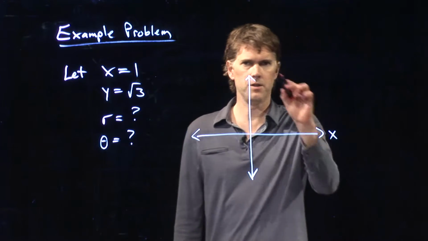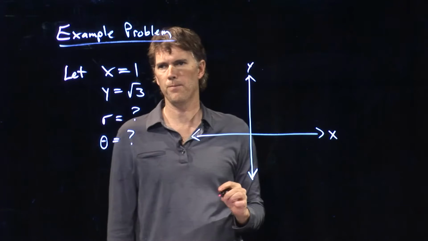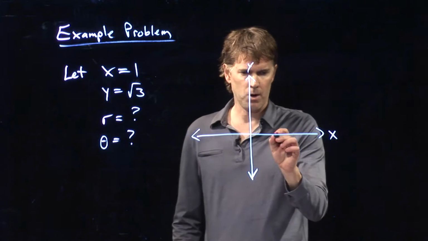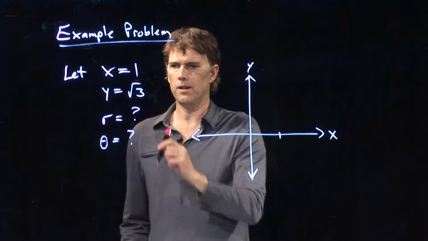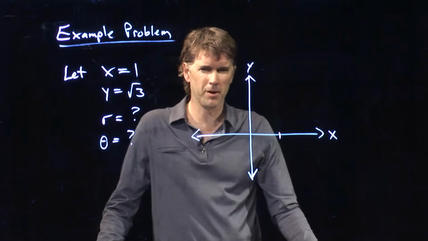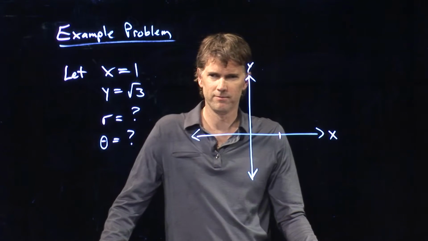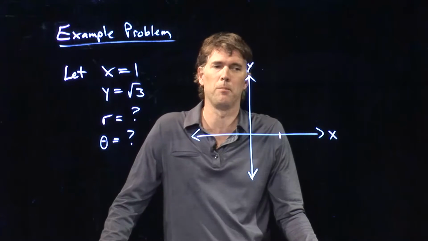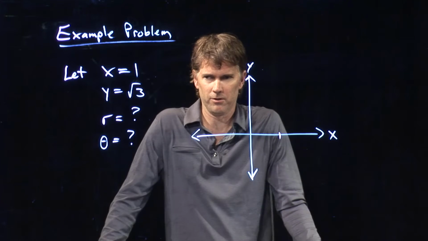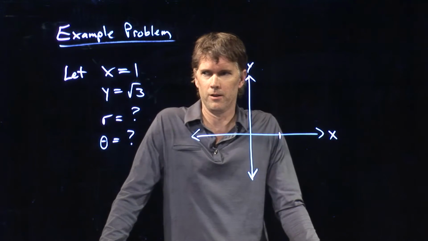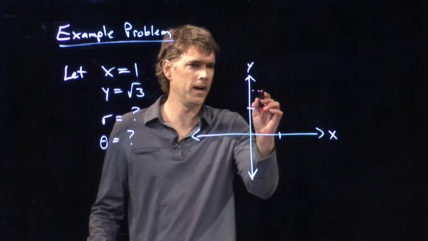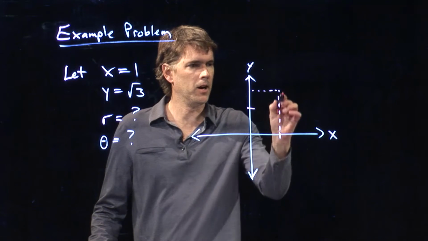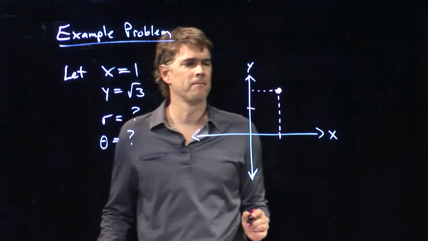So here's our Cartesian coordinate system, x and y. We said x is equal to 1, so we're going to go out 1 unit in x. Y is equal to square root of 3. Is square root of 3 bigger than 1 or smaller than 1? Bigger, right? It's got to be bigger than 1. Square root of 1 is 1, so square root of 3, of course, has to be bigger than 1. All right, so we go up a little bit more in y, and our point is right about there.